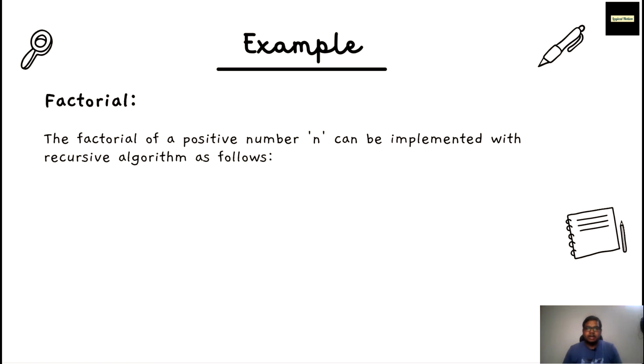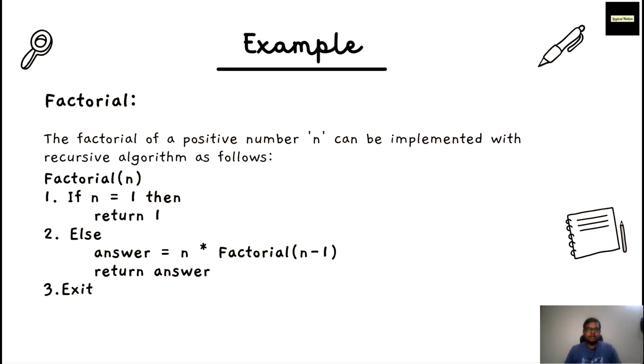We have a very simple algorithm for this factorial, which you can see here. If the value of n is equal to 1, we simply return 1. Else, if the value is other than 1, we calculate the answer, which is n into factorial of n minus 1. If you carefully observe, in the second step, factorial of n minus 1 and our main function name, factorial of n, are the same. The only difference is n and n minus 1. So before the algorithm comes to the third point, the exit point, it calls itself again, but provides some other parameter to it. We will learn more about it in the coming few minutes.